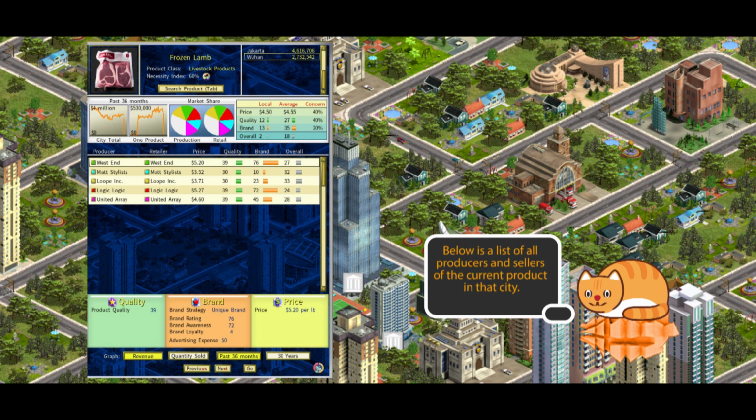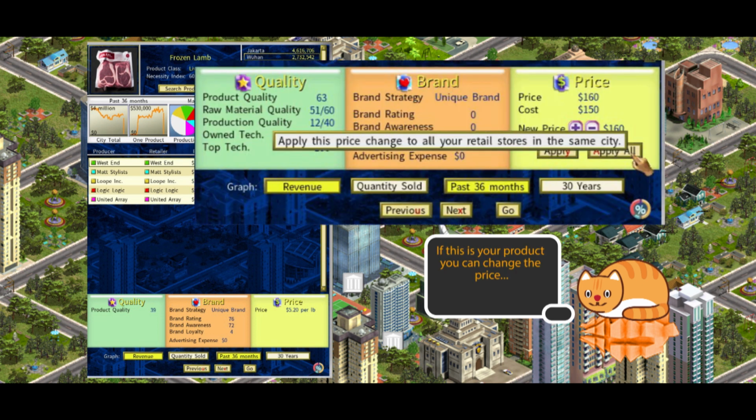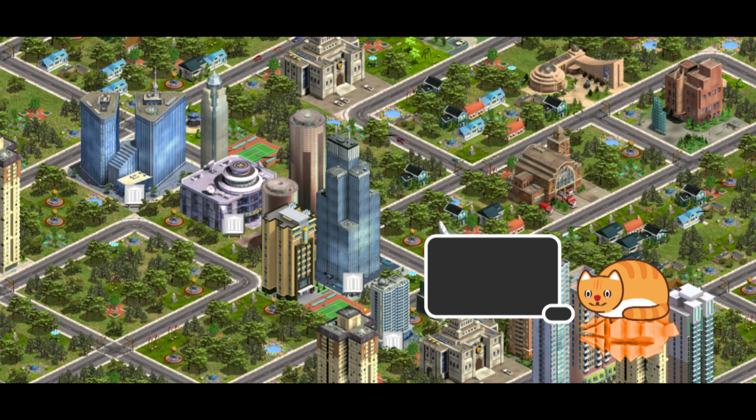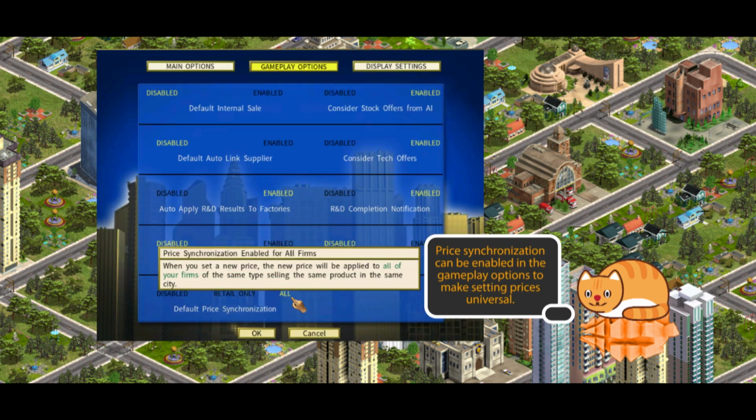Below is a list of all producers and sellers of the current product in that city. At the bottom of the window is details on quality, brand, and price. If this is your product, you can change the price of the product at all of your stores using Apply All. Price synchronization can be enabled in the gameplay options to make setting prices universal.